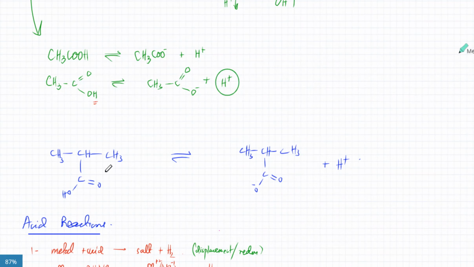So you've got all sorts of acids. I mean, this one is a carboxylic acid. Why it's a carboxylic acid? Because it's got this C double bond O and OH group. So that's a carboxylic acid.